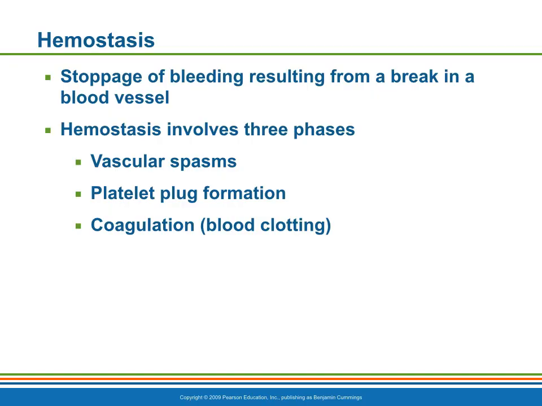Now, normally blood flows smoothly past the intact lining of the blood vessel walls. But if a blood vessel wall breaks, a series of reactions is set into motion to accomplish hemostasis, or stoppage of bleeding. This response, which is fast and localized, involves many substances normally present in plasma, as well as some that are released by platelets and injured tissue cells.